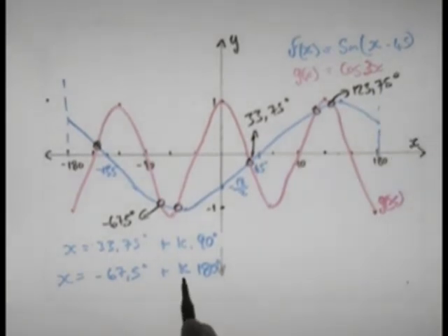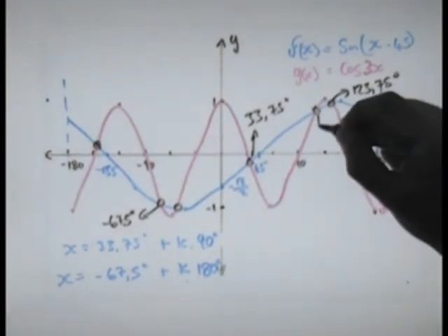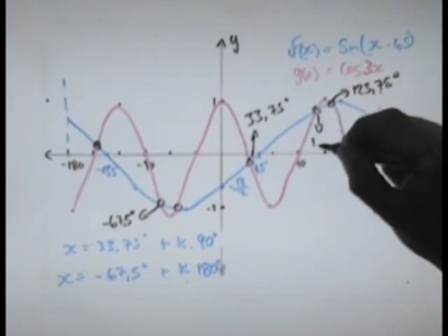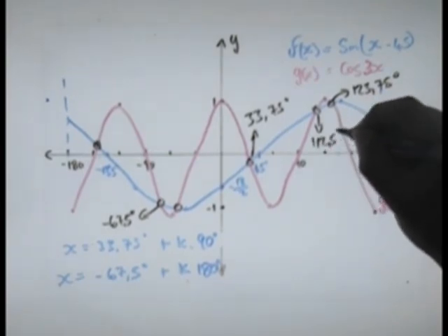When k is equal to 1 over here, this is going to be negative 67.5 degrees plus 180 degrees, or 180 degrees minus 67.5 degrees. It will be the same thing, which is going to equal 112.5 degrees.